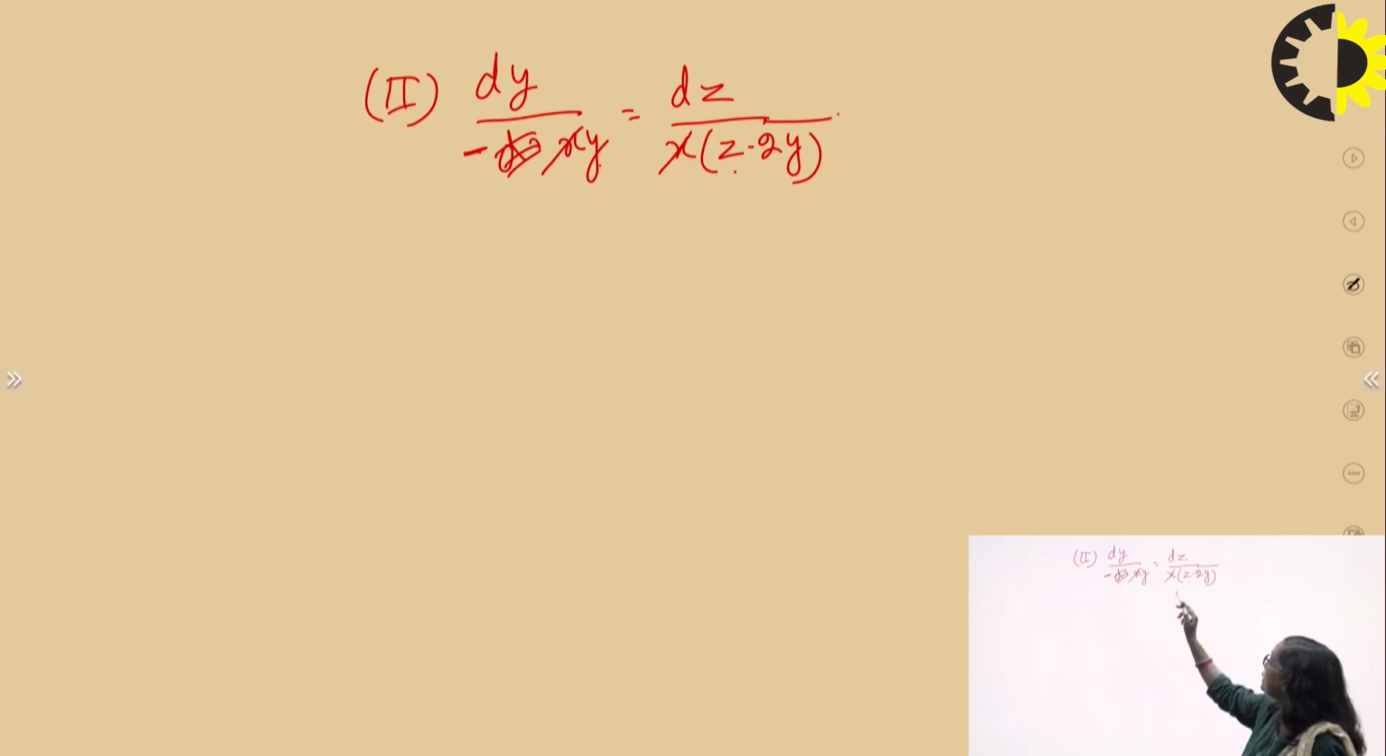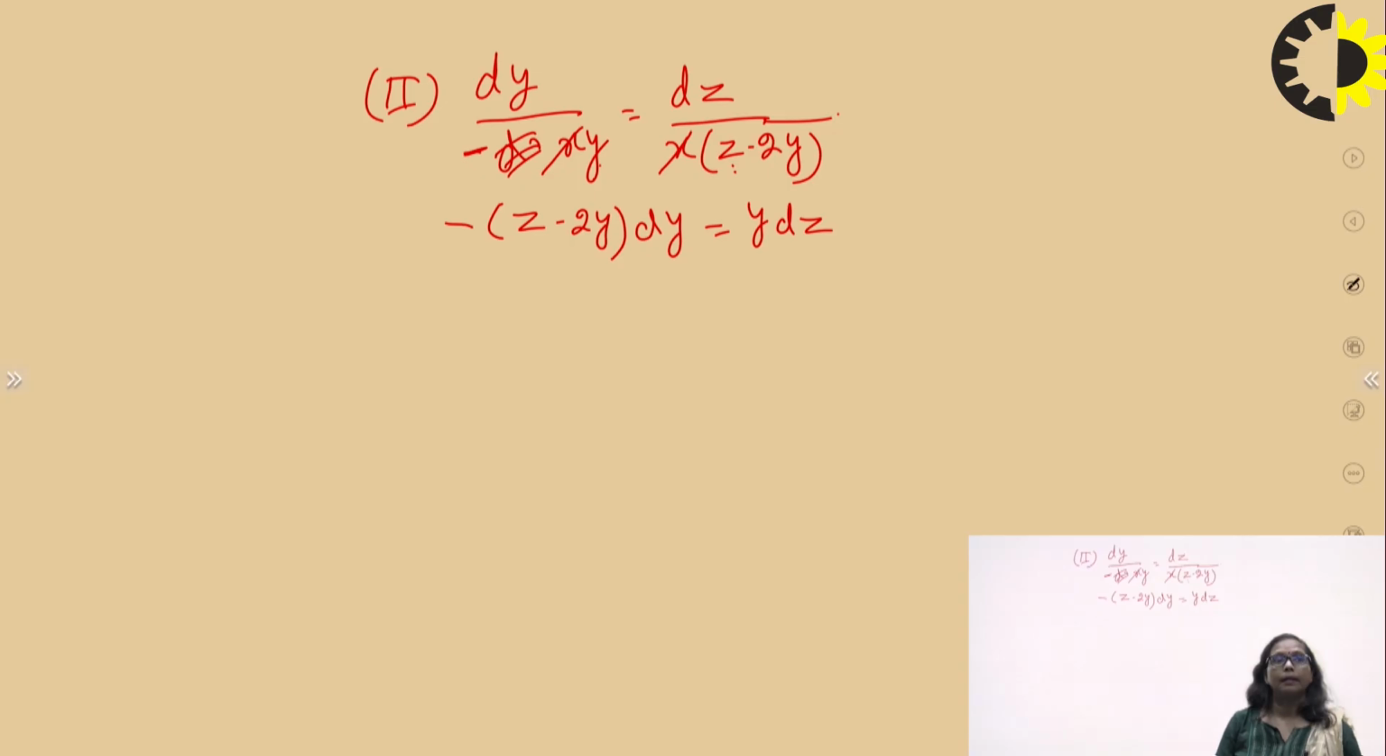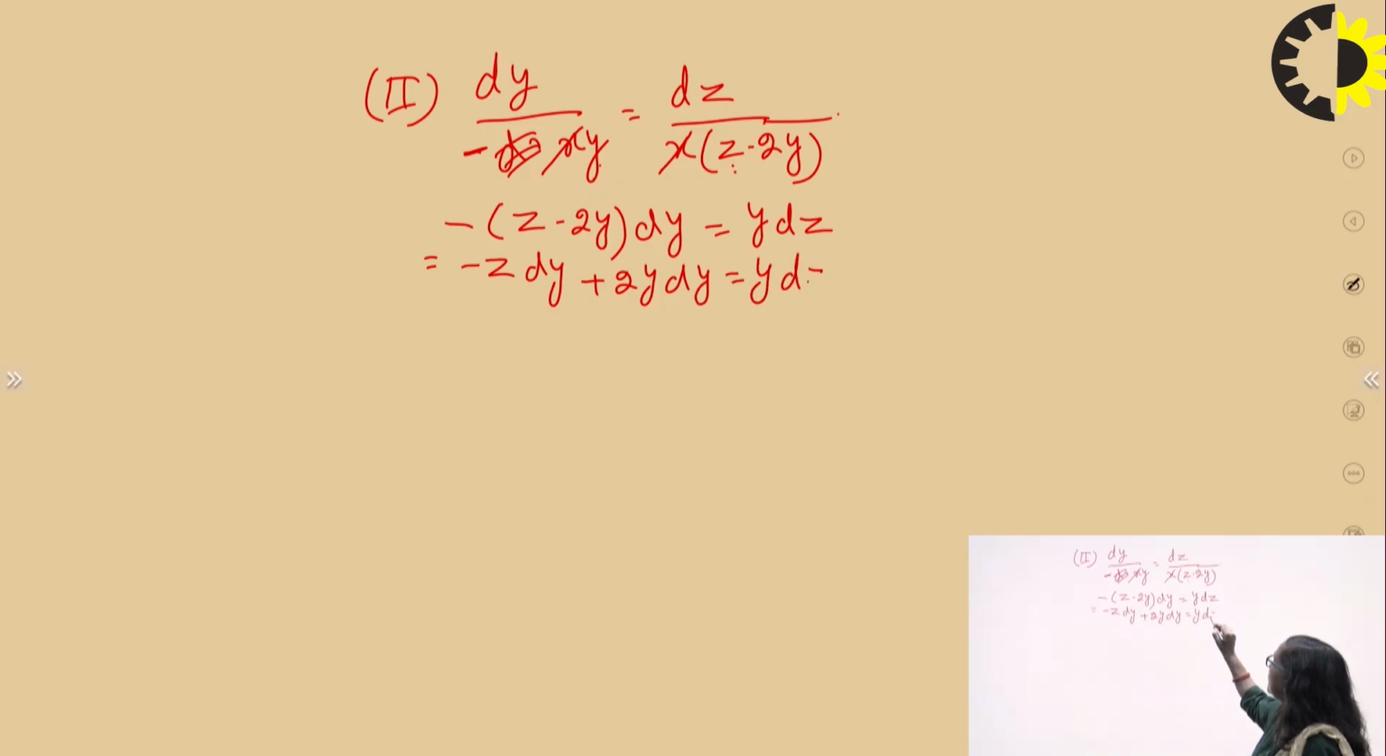So just start doing the cross multiplication, but we have the minus sign over here. This is minus of z minus 2y into dy is equal to, shifting this y over here, y dz. Or I can solve it. This is minus z dy plus 2y dy is equal to y dz. And now I need to shift all the terms on one side.